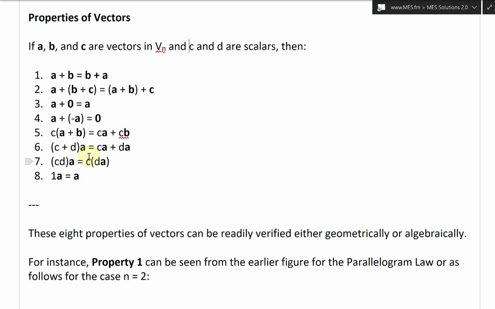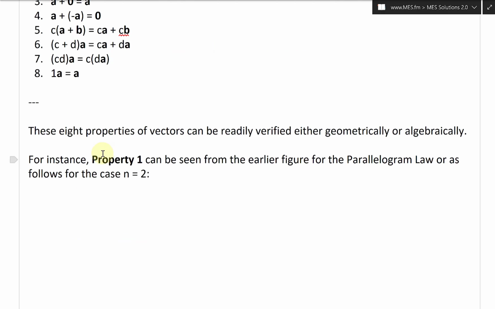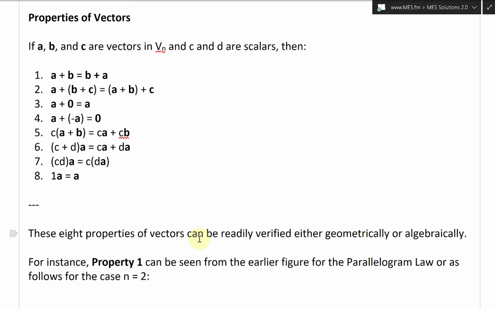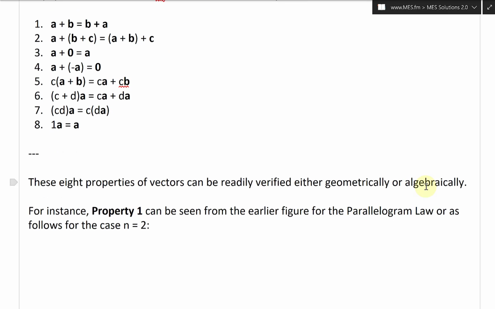You could take out a scalar, so you could take out c, or you can take out d, and then you'll have it c, for example, times d times a. So the order doesn't matter there. And also a scalar of 1 times a, the vector, is just equal to a itself. And now, these 8 properties of vectors can be readily verified either geometrically or algebraically.